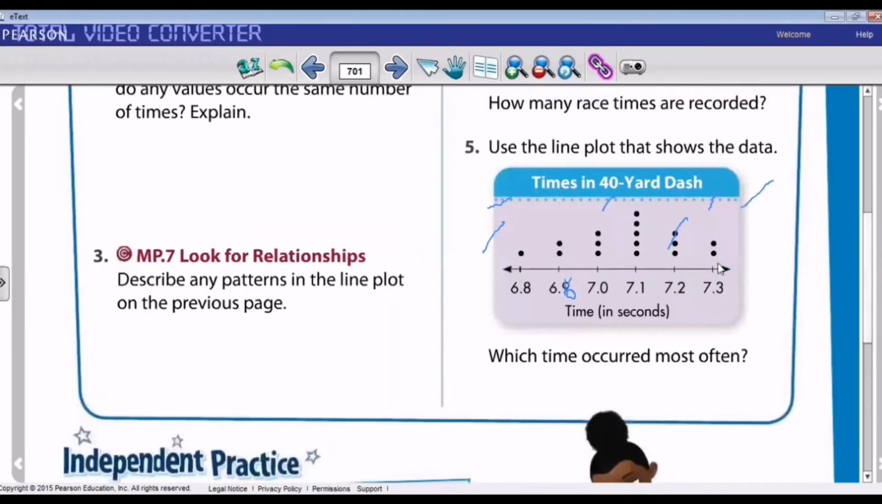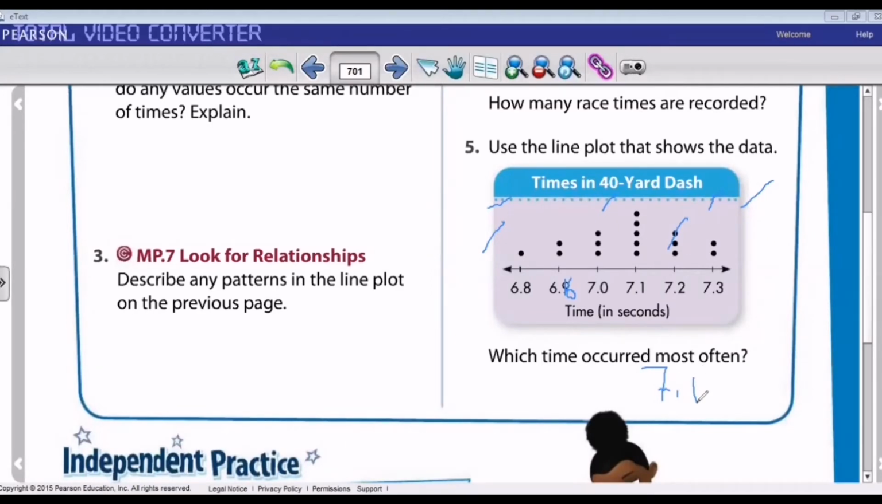Here, which time occurred most often? The greatest one, I think, is 7.1. So I will write 7.1.